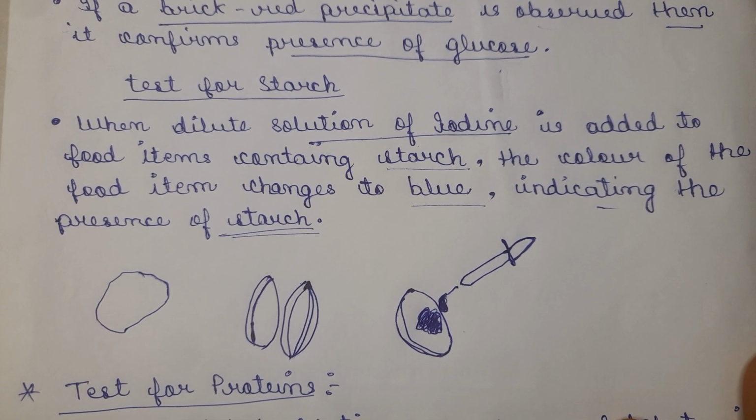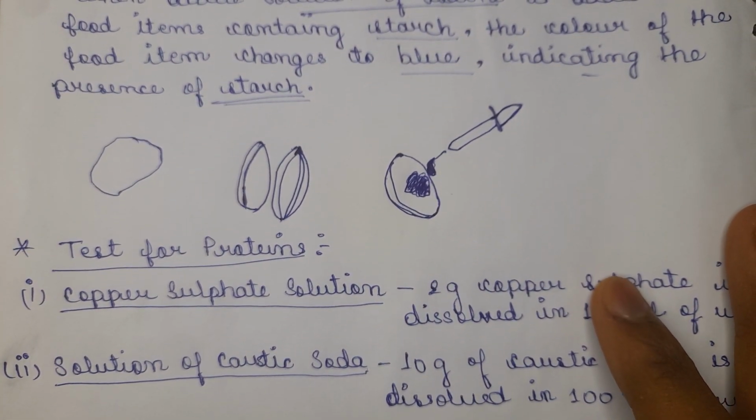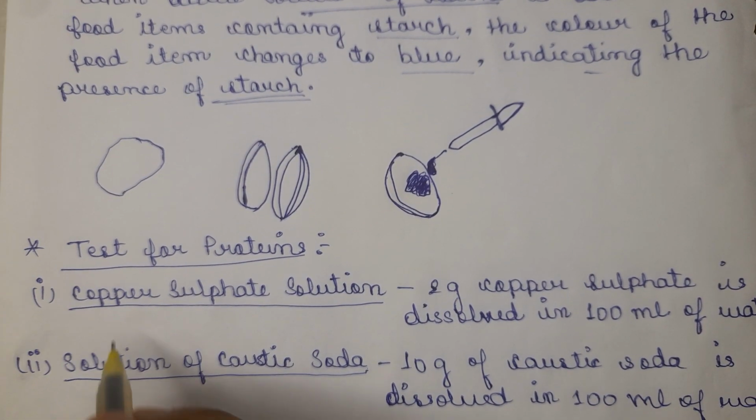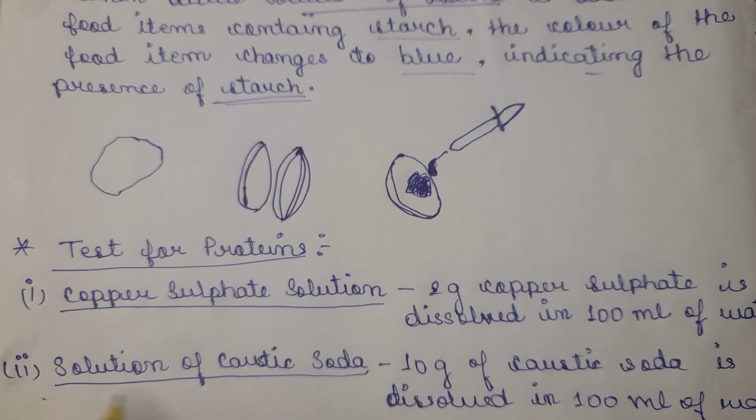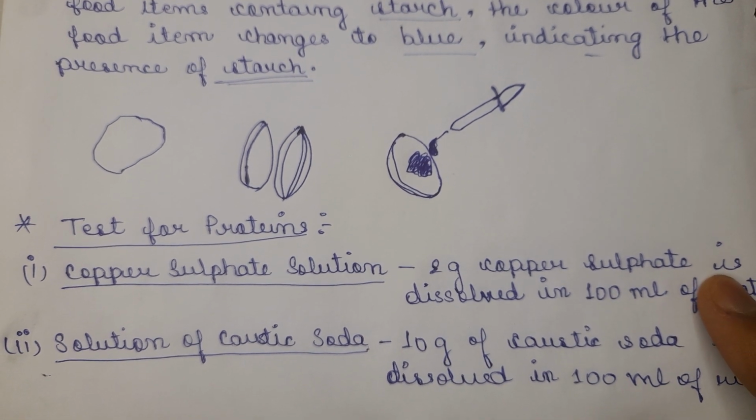Now the third one is the test for protein. For that we need two solutions. The first one is the copper sulfate solution, and the second one is a solution of caustic soda.